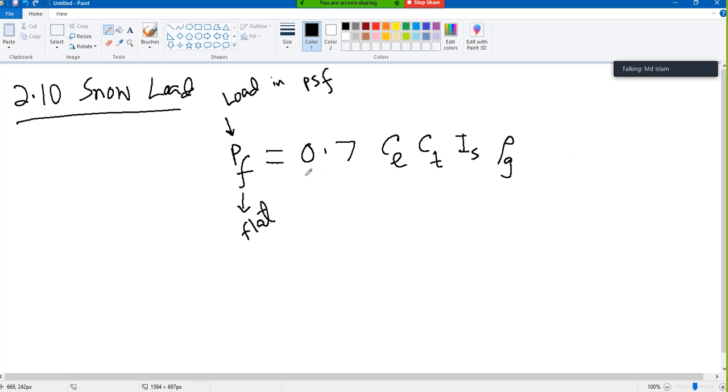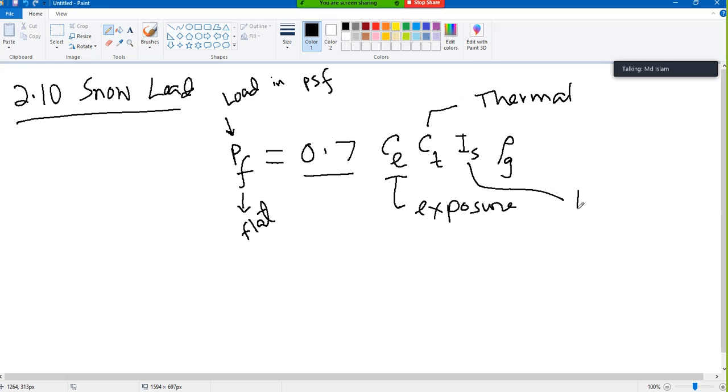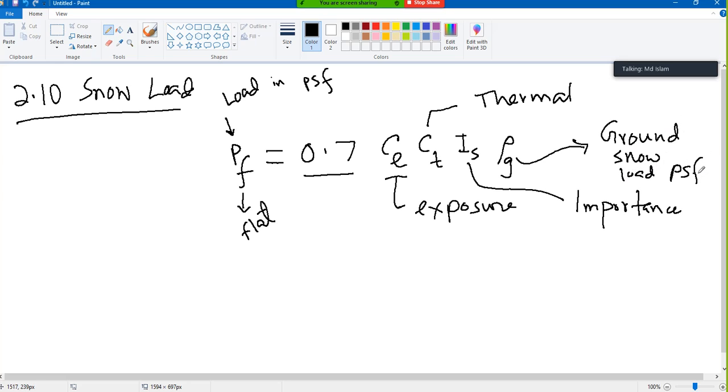Now what are these components? 0.7 is just 0.7, it's 70%. What is Ce? Ce is the exposure coefficient. Okay, I'm not writing the exposure coefficient. What is Ct? Ct is the thermal coefficient. What is Is? Is is the importance coefficient or factor. What is rho g? Rho g is the ground snow load in psf.